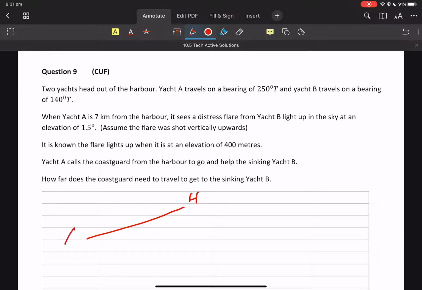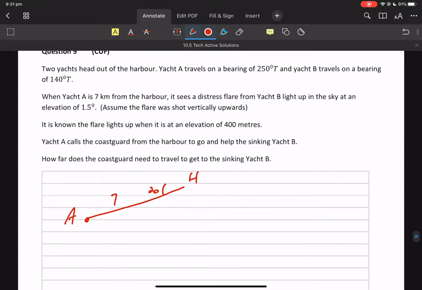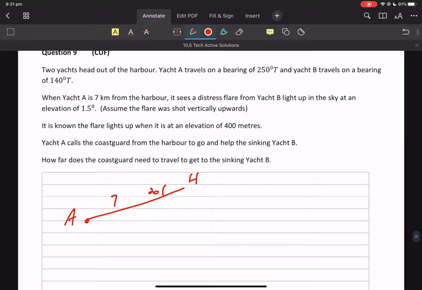Here's yacht A, 7 kilometres, and I'm just going to go that's 20 degrees. That'll do. The other yacht is 140 degrees, so that's sort of a bit more down there. So 140 degrees, that's 50. And I don't know, it's down here somewhere. Here's my B. That's B yacht. We don't know how far it is. We do not know. We're not given this distance, but we know it's out there somewhere.